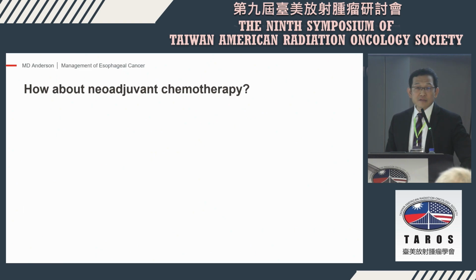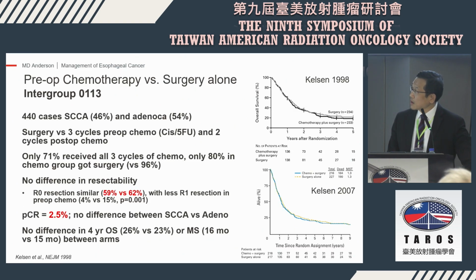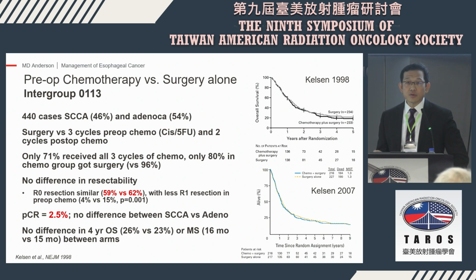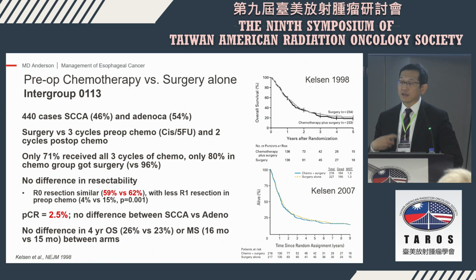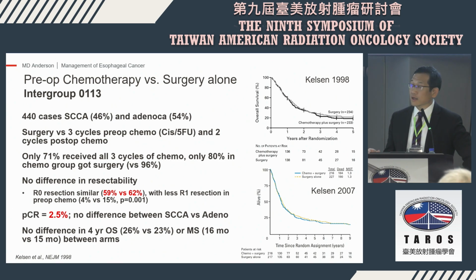So now, how about neoadjuvant chemotherapy instead of chemoradiation? Well, this was the study that I talked about, Kelsen et al., Intergroup 0113. This is a negative study. That's the reason why in the US, at least at that time, preoperative chemotherapy was not used, and all the investment in trials and time went into chemoradiation. It's a phase 3 randomized trial showing a slightly improved path CR rate, only 2.5%, with chemotherapy. But the most important thing is no difference in overall survival from adding chemotherapy to surgery. Therefore, this was not a standard of care.